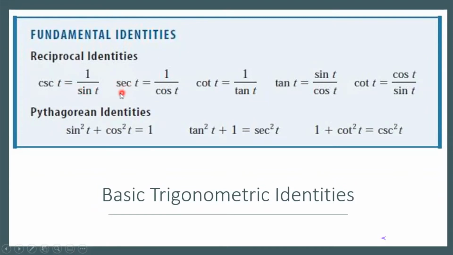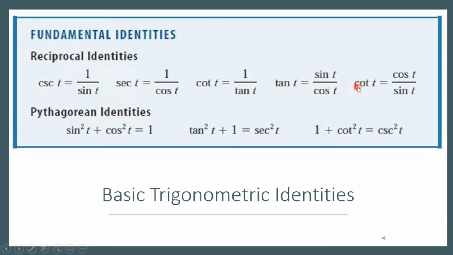Okay? So secant t is equal to 1 over cosine t. And again, this is defined before as 1 over x, right? And since x is defined as cosine t, x there is substituted by cosine t. Now, cotangent t is equal to 1 over tangent t. Okay? Tangent t is equal to sine t over cosine t, and this is defined as y over x also.